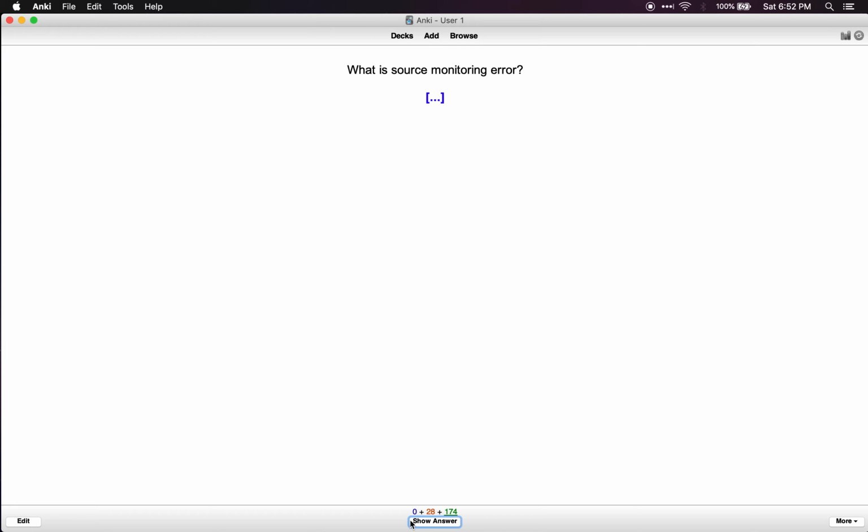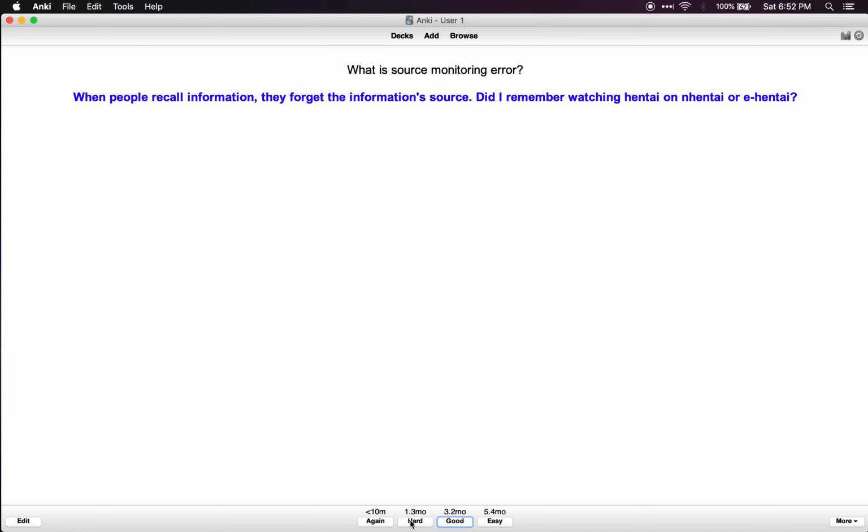Source monitoring is keeping track of where you got information from. Source monitoring errors happen when people recall information but forget the source of that information.